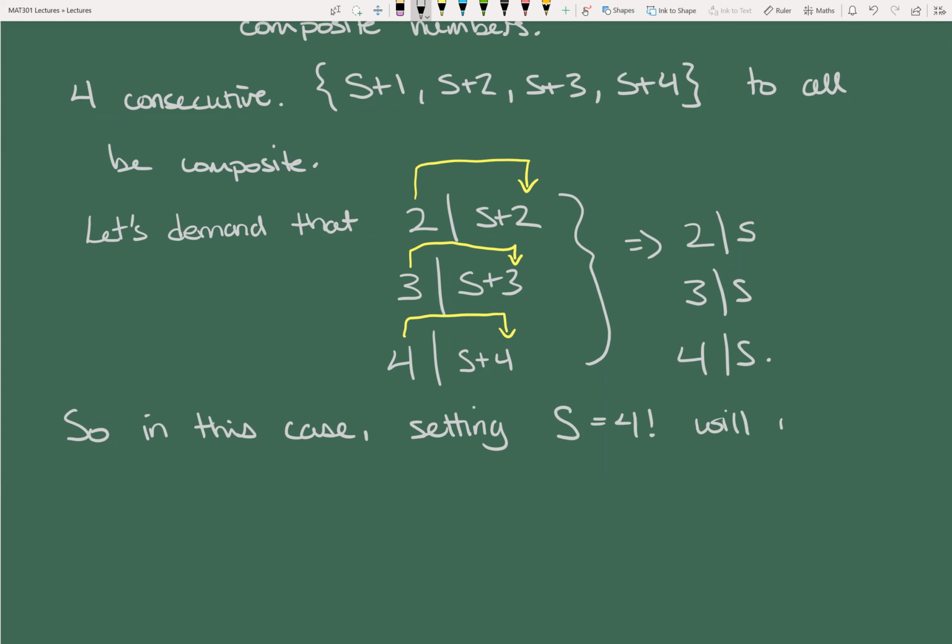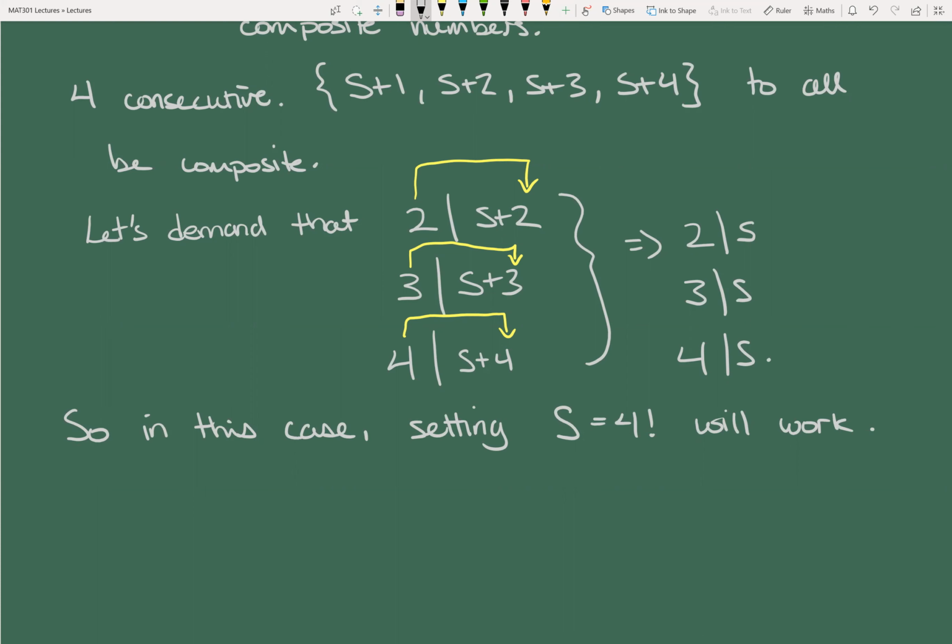And of course, we didn't actually need to do 4 factorial, right? Like 12 works, for example, because we know that 2 also divides 4. But let's not complicate our lives. We don't care that the number is stupid big. We just care that the number exists.